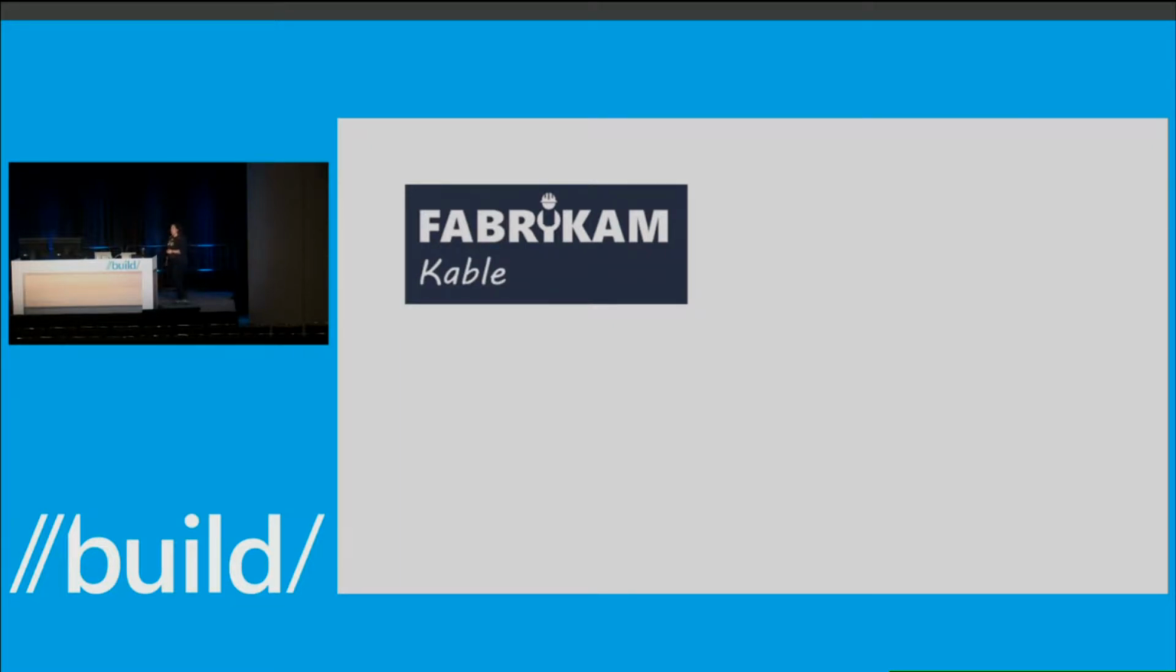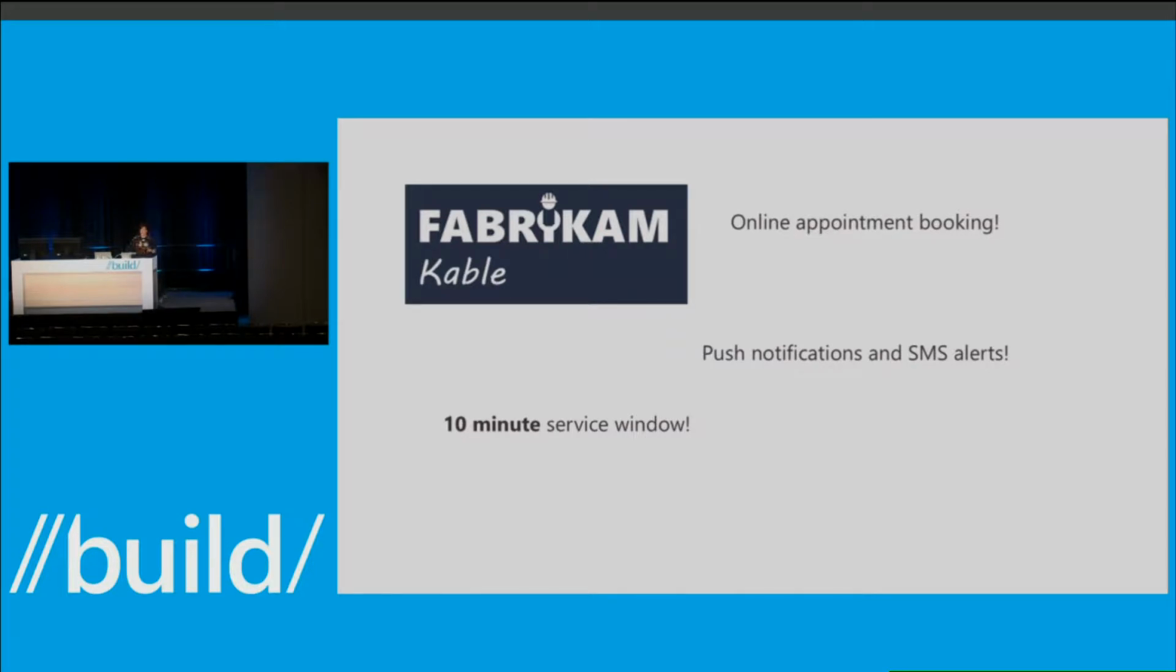That's why they're going to use Azure App Service to change the way they're doing business. So first off, they're going to do online appointment booking. They're going to give you push notifications and SMS alerts when the technician is going to come to your house. And then they're going to do a revolutionary 10-minute service window. And they're even going to send you push notifications when the technician is on the way. And the technician will use a mobile app. It will all offline sync. And the goal is for Fabricam Cable to provide an excellent customer experience.